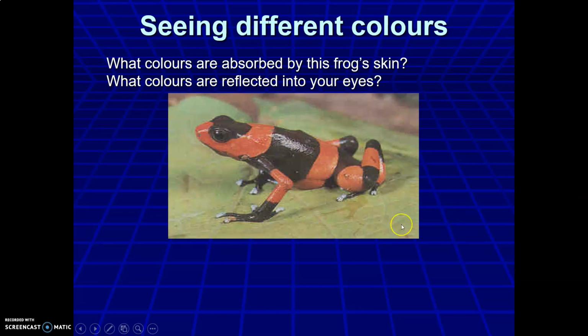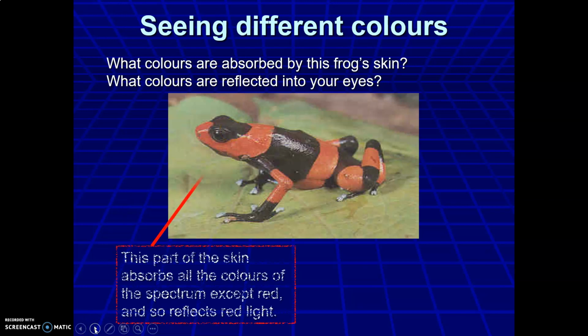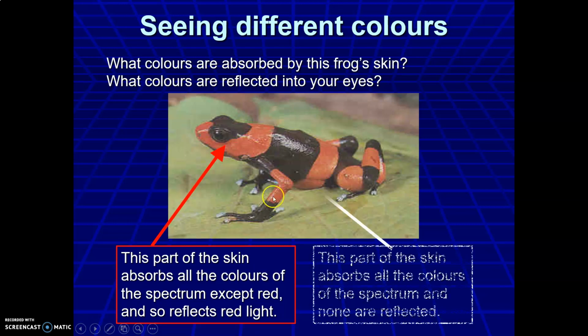Okay, look at that frog. It has different colors. What colors are absorbed by the frog's skin, and what colors are reflected to your eyes? For example, let's take this spot. This part of the skin absorbs all the spectrum colors and only reflects red. That's why we can see it red. What about the dark part? This part, which is black, absorbs all the colors of the spectrum and nothing is reflected, and that's why we can see it black.